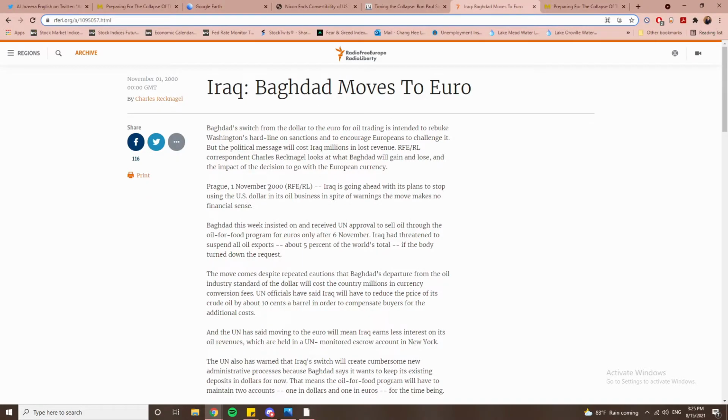So back in 2000, Saddam Hussein in Iraq had decided that they were no longer going to transact in dollars for their oil. They're going to use euros instead. And of course, obviously, this upset the US because that is a direct threat to the petrodollar, and as a result, the world reserve currency status of the US dollar.